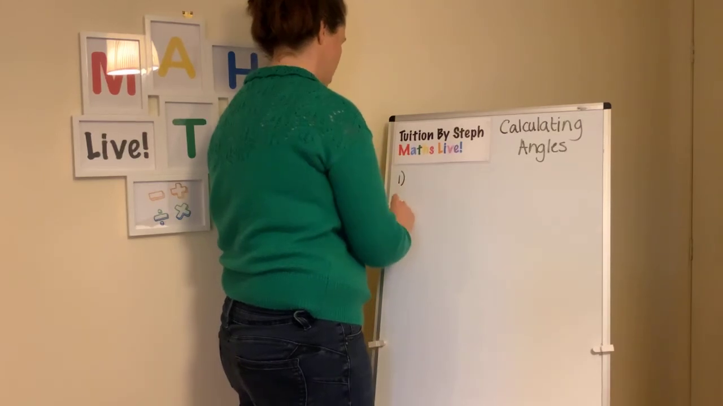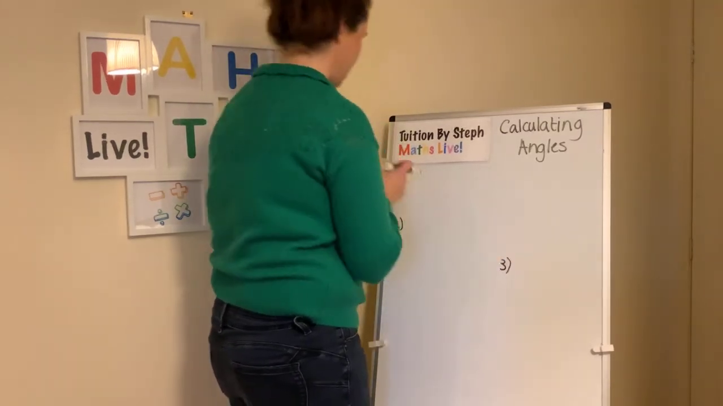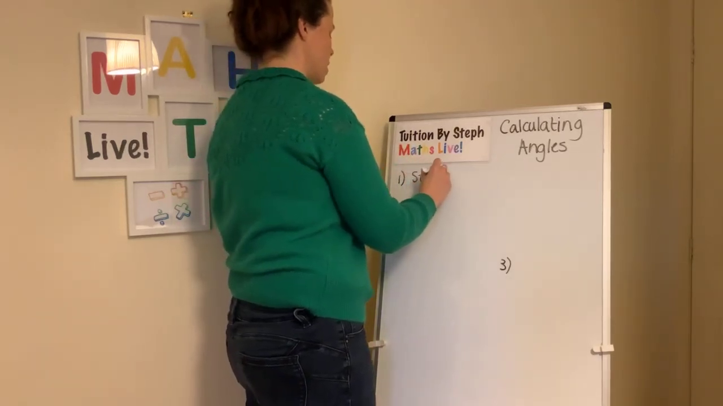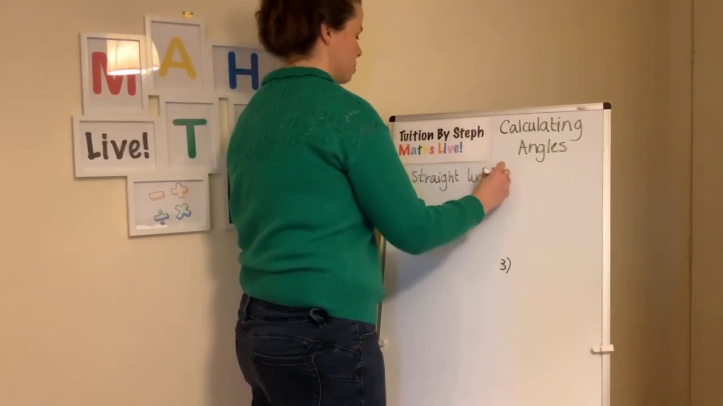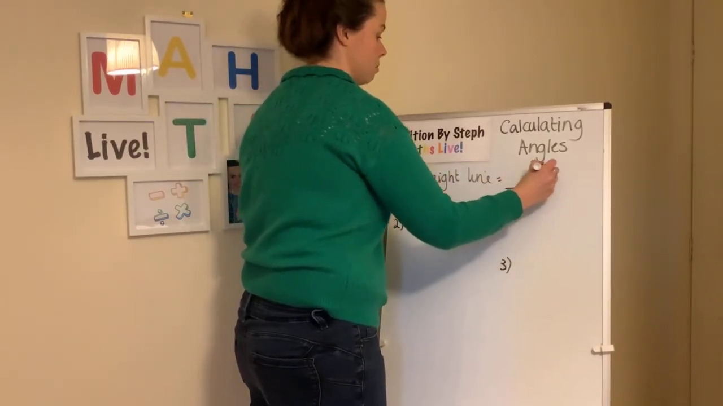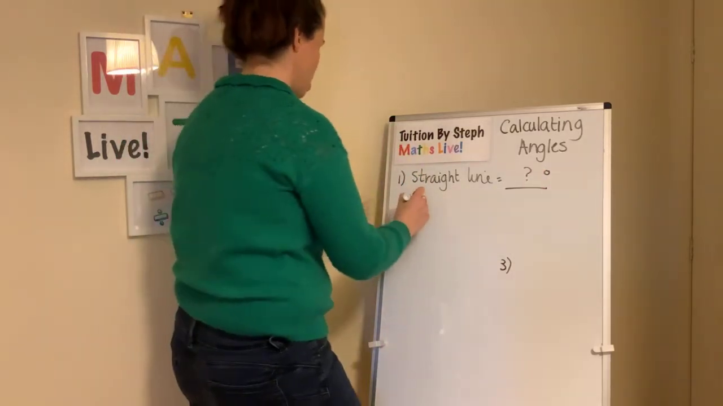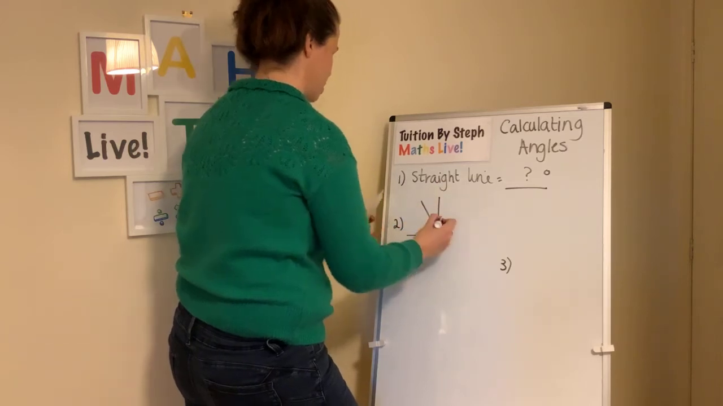Question 1 is, a straight line is basically how many degrees? How many degrees is a straight line? Question 2, you were given this.